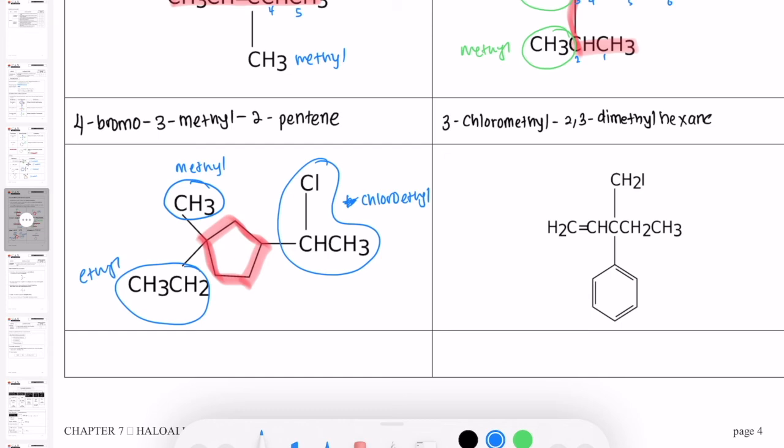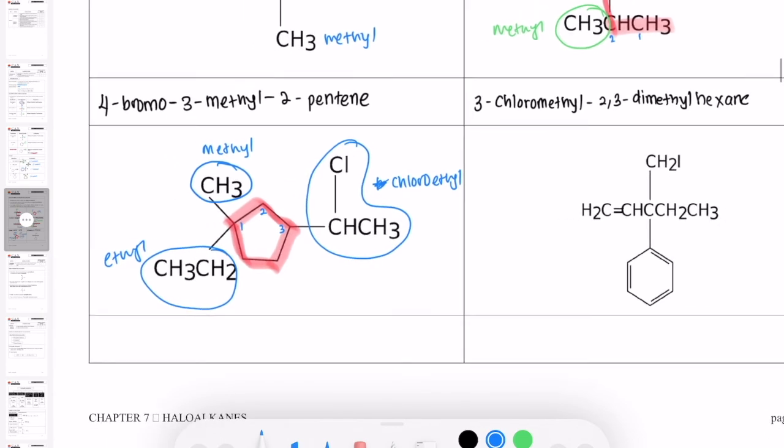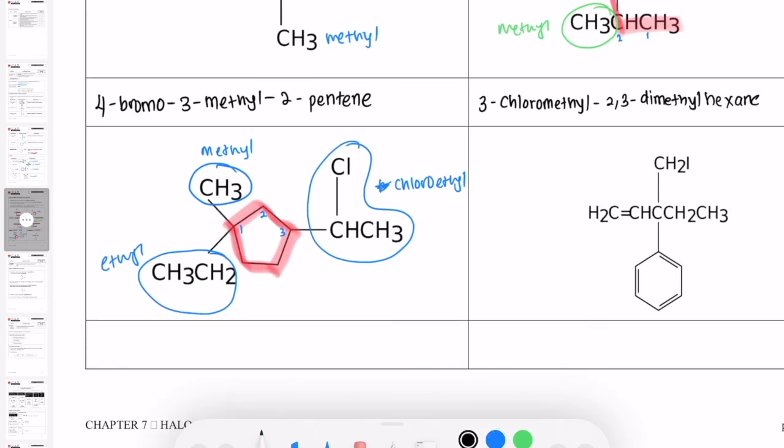So how are we going to name this? Okay, kalau kita nak bagi numbering, ni carbon number 1, ini carbon number 2, dan ini carbon number 3. So kita ada 3-chloroethyl, lepas tu 1-ethyl, 1-methyl cyclopentane. Okay, so this is the name of it.